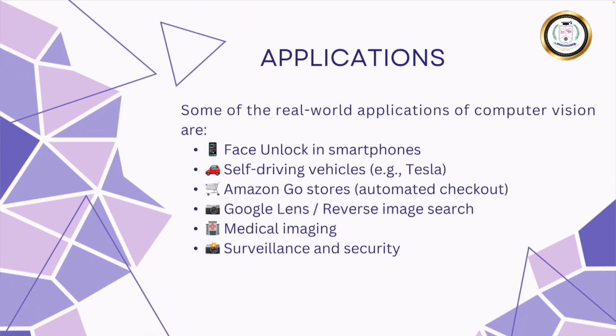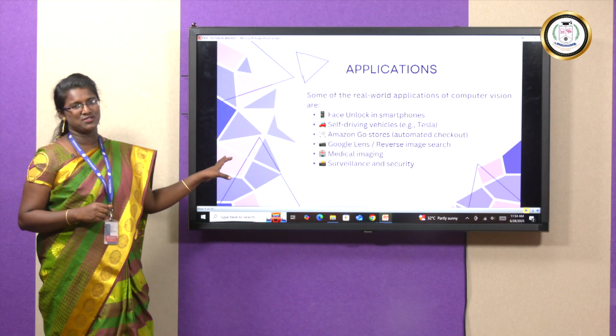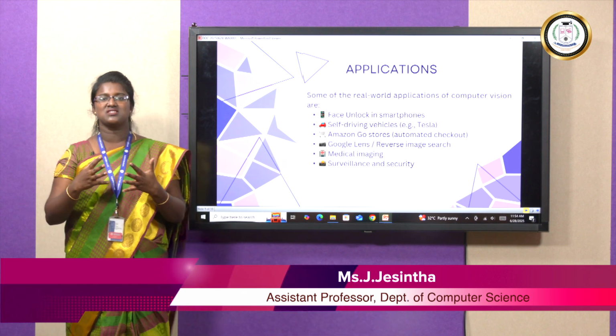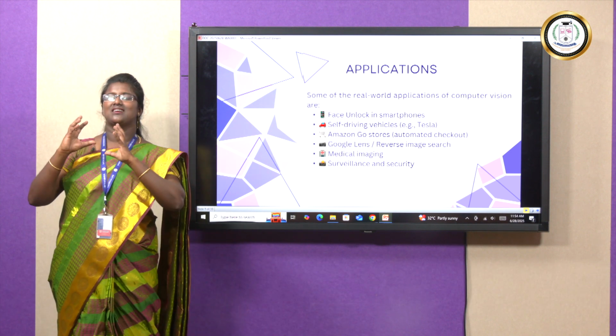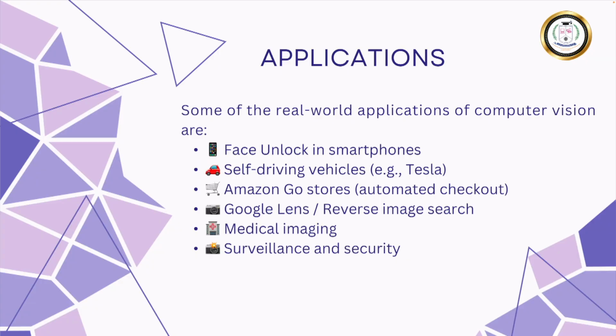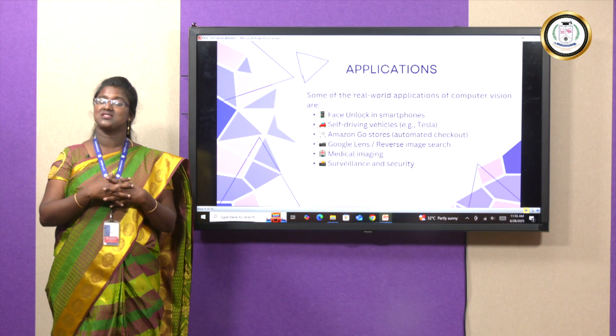Let's look at some applications of computer vision. Face unlocking in smartphones, the one we saw in the previous slide. Self-driving vehicles like Tesla use computer vision. Automated checkout in stores like Amazon uses computer vision. Google Lens, reverse image search applications use computer vision. Medical imaging, like detecting tumors or other inconsistencies in your reports. And surveillance and security, to monitor traffic or building security, use computer vision as well.